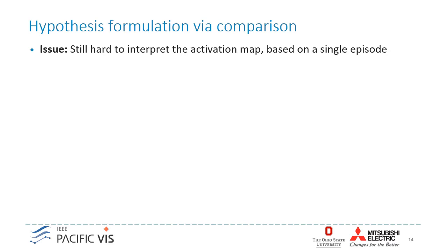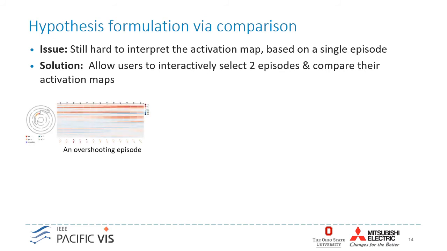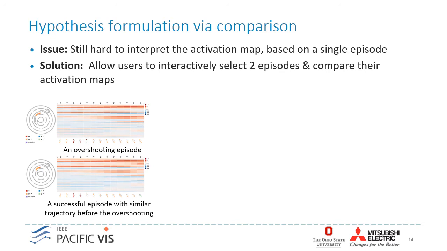On the other hand, even though we reduce the clutter and highlight the salient patterns of the activation over time, it's still difficult to interpret given a single episode. As a result, DynamicsExplorer allows scientists to interactively select two episodes and compare. For instance, if scientists want to analyze the activation pattern of an overshooting episode, they can select another normal episode that has a similar trajectory before the overshooting.